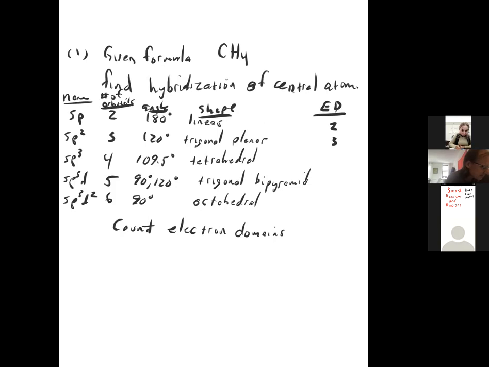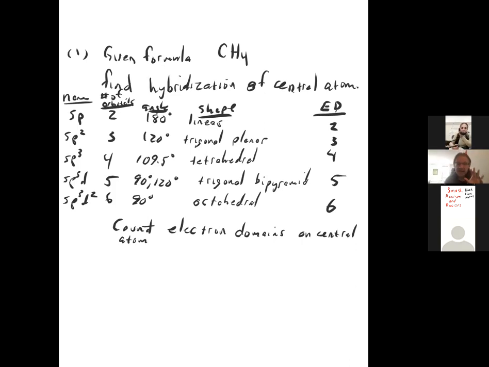2, 3, 4, 5, 6. All you got to do is count up electron domains on the central atom. Okay? And you've got your answer.